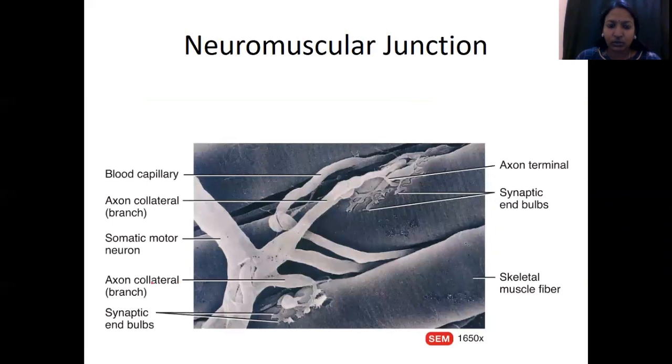if you take the electron microscopic view of a neuromuscular junction, it looks something like this. You can see the axon terminal and then the synaptic ends. You can also find the blood capillaries here, and the somatic motor neuron. So this is the electron microscopic view of the neuromuscular junction.